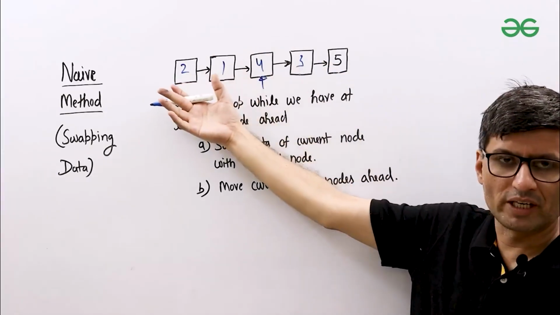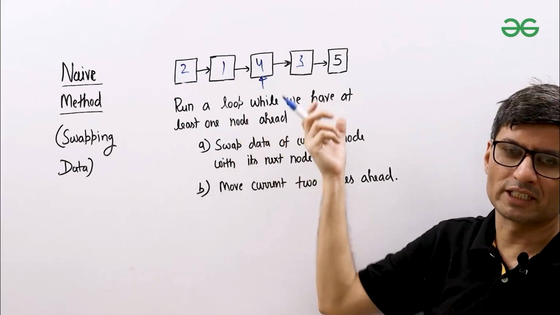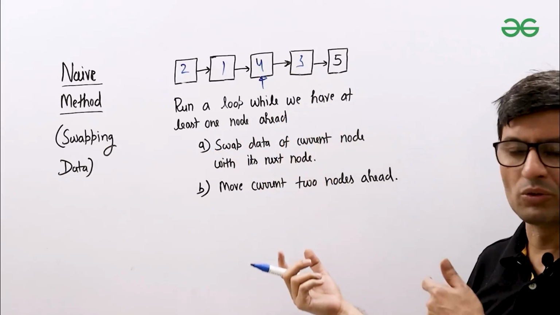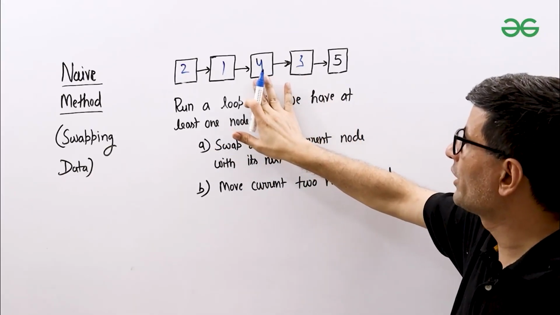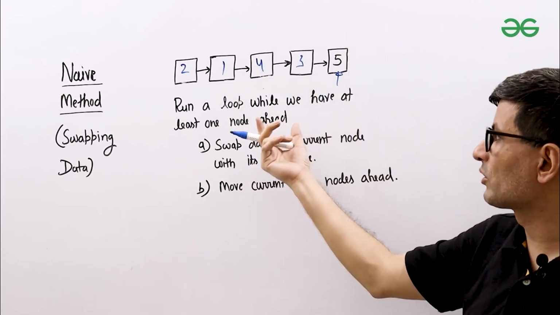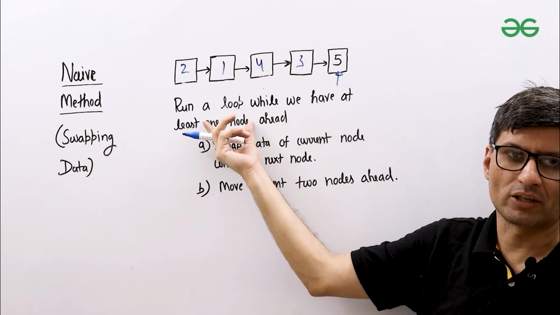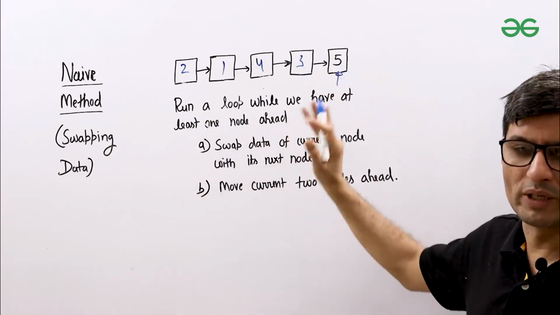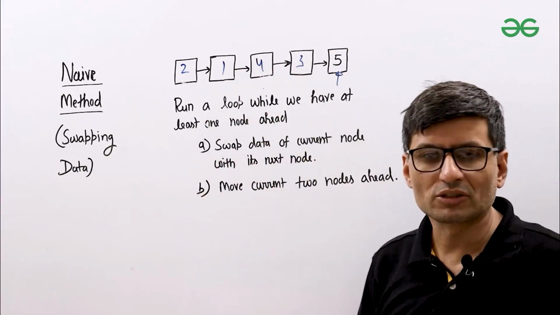The key is: current begins from head, swap current node's data with the next node's data and move current 2 nodes ahead. Now there is no node ahead of it. We are running this loop while there is at least one node ahead of the current node. So we come out of this loop at this point and we have modified the linked list. So this is the simple idea.